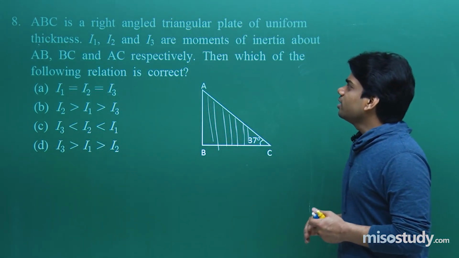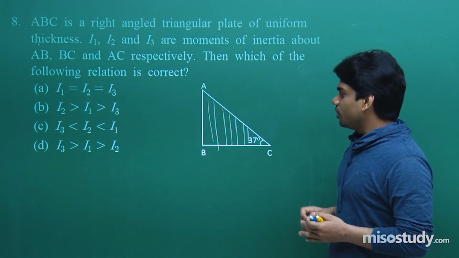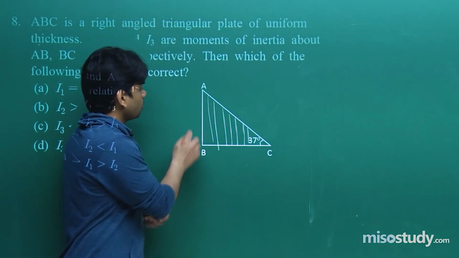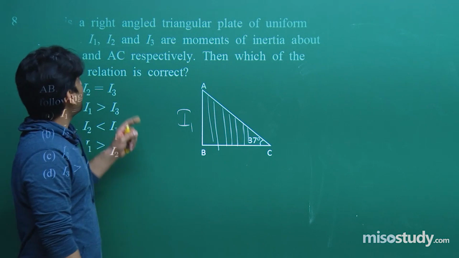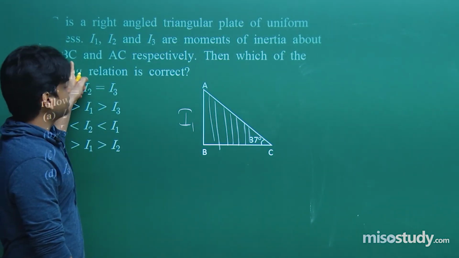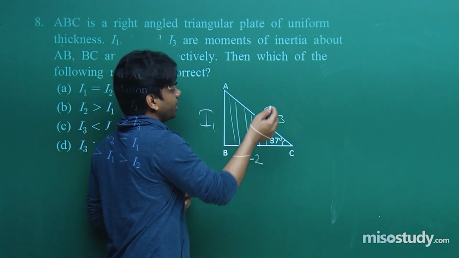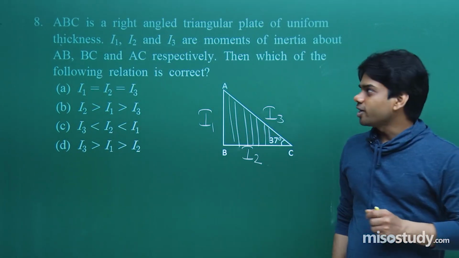I1, I2, I3 are the moment of inertia about AB. So we have moment of inertia about AB as I1. Let me mark here, moment of inertia about AB as I1. Then we have I2 about BC and I3 about AC. This is what has been given. Check the statement.